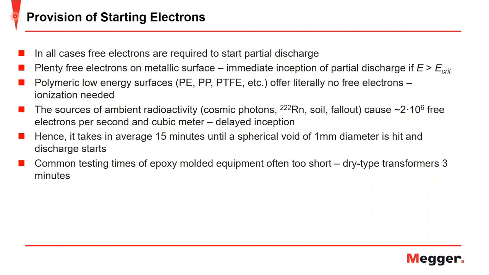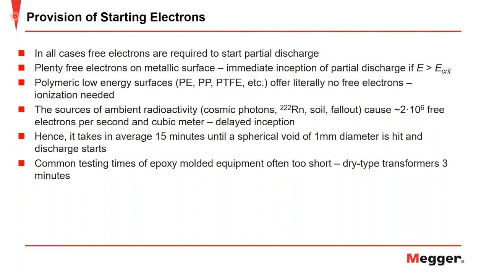As previously mentioned, when we were talking about conductors and insulators, we mentioned the fact that metal is a very good conductor because it readily gains and loses electrons. So there are plenty of free electrons on metallic surfaces, which means that immediate inception of partial discharge occurs if the local electric field exceeds the critical electric field. But polymeric low energy surfaces literally offer no free electrons, so ionization is needed.